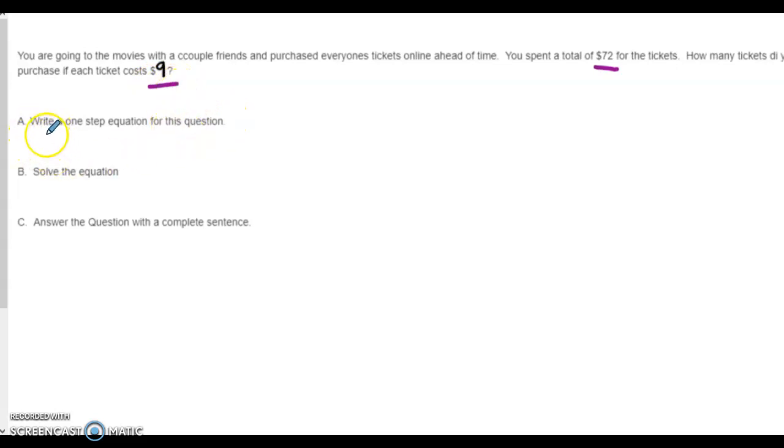Okay, so the first thing I want to do is write a one-step equation for this problem. All right, so let's go back and see what we have. We know we purchased tickets for everyone. We know the total is 72, and we know each ticket costs $9. What we don't know is how many friends. So we're going to let the number of friends be X because we don't know how many friends there are. And anytime you're writing an equation, we know that it's always going to equal the total. Since you spent $72 total, I'm going to write that it equals the total.